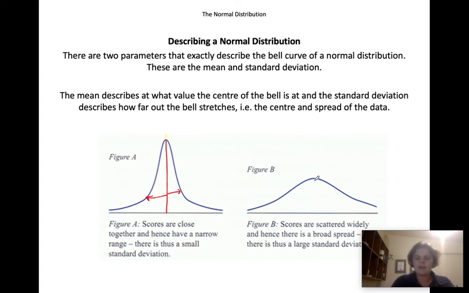Whereas this one here, here's our mean, and we can see the data is way more spread out, far away from the mean. So this one would have a large standard deviation, and you see this little sign, sigma, for standard deviation, or you might see people write standard deviation out in full.